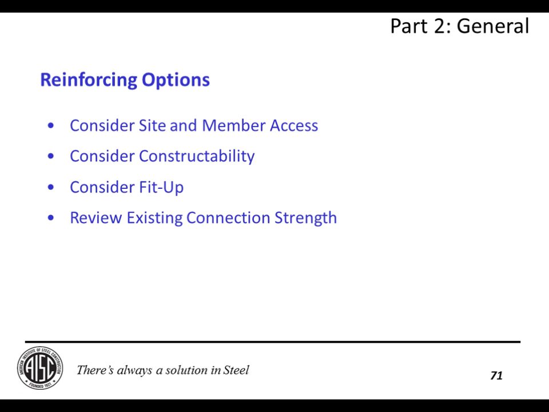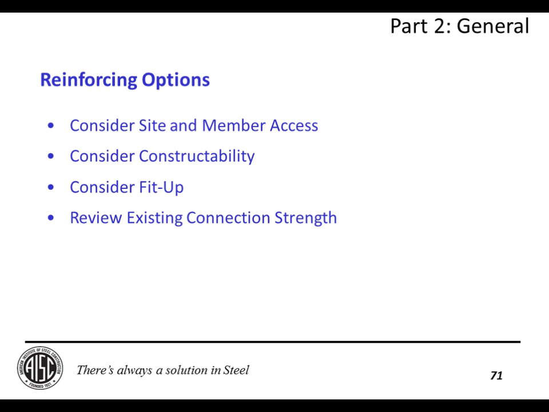Some considerations: site and member access and constructability. So what I mean by this is, normally in a reinforcing situation, you're probably working in an existing building. You might have limitations in terms of how big of a piece of reinforcement you can put in a freight elevator. You might be reinforcing a member at the edge of the building where you can only get at it from one side, so you need to do a reinforcing piece with a one-sided weld only.